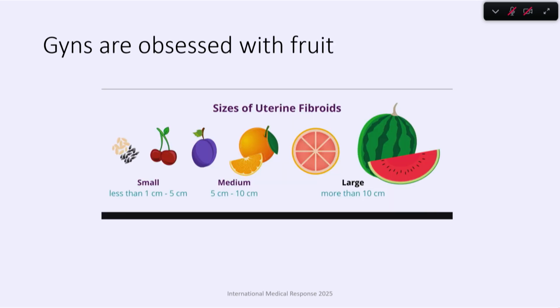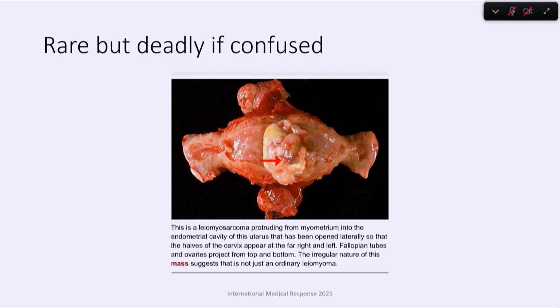And as you know, or if you don't know, gynecologists are definitely obsessed with fruit. So we always talk about ovaries being a certain size, it could be an almond, but we also talk that way about fibroids as well. So we categorize them as small, medium, and large, and yes, again, using fruit as our reference point.